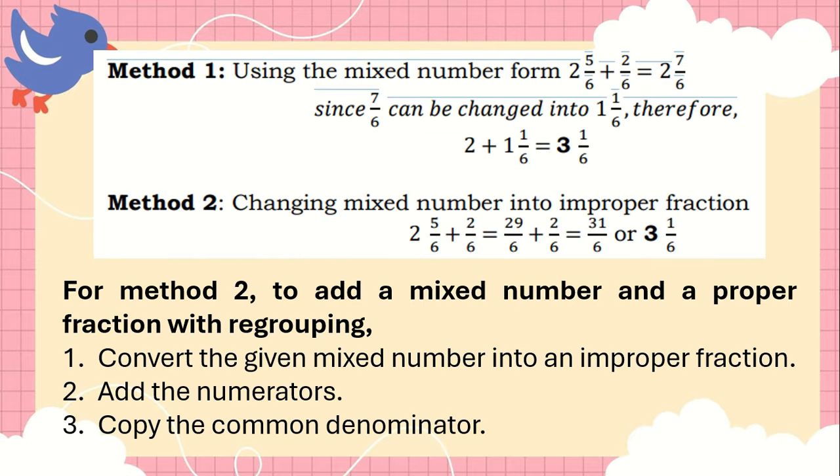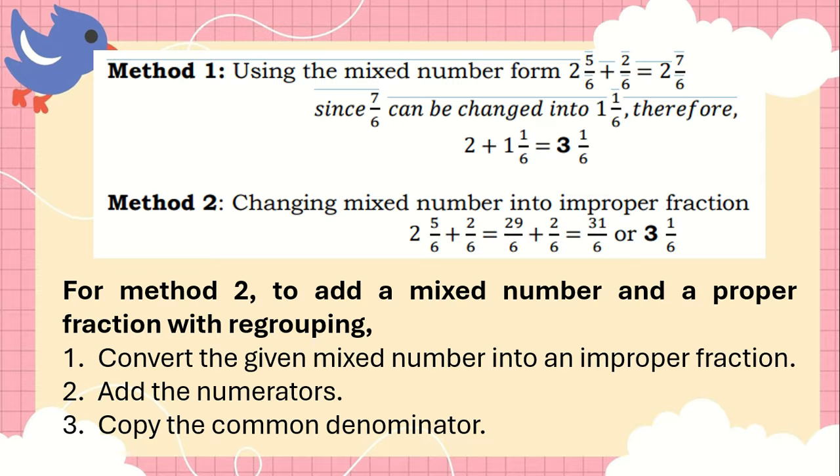For method 1, using the mixed number form, 2 5/6 plus 2/6 is equal to 2 7/6. Since 7/6 can be changed into 1 1/6, therefore 2 plus 1 1/6 is equal to 3 1/6. For method 2, changing mixed number into improper fraction, 2 5/6 plus 2/6 is equal to 29/6 plus 2/6 is equal to 31/6 or 3 1/6.